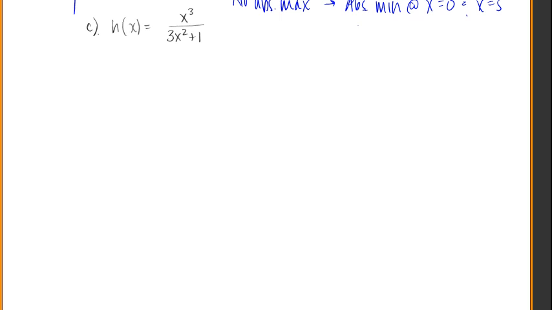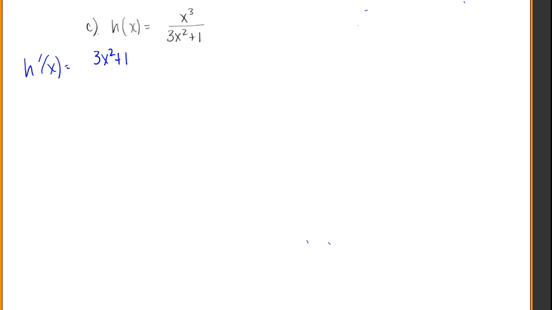Part C. Again, just performing the same steps we've been doing for parts A and B. The first thing I want to do is find my derivative. So I'll find h prime of x, quotient rule, so bottom times the derivative of the top minus the top times the derivative of the bottom, all over the bottom squared.